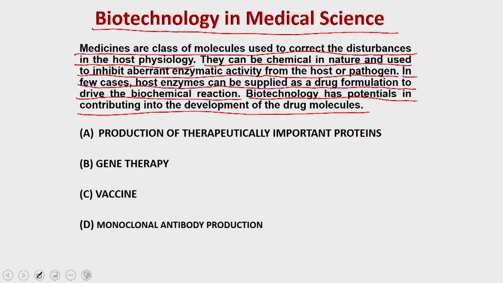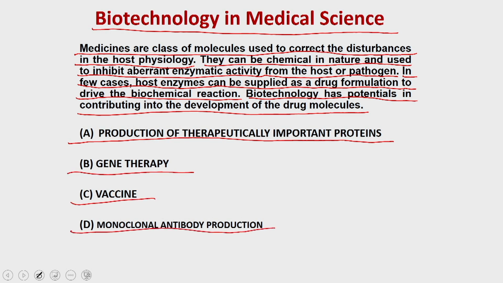So, within the role of biotechnology in medical sciences, we are going to discuss 4 aspects. What are we going to discuss? We are going to discuss the production of therapeutically important proteins. We are going to discuss gene therapy, vaccines, and lastly, we are going to discuss the production of monoclonal antibodies and the role of biotechnology in these processes.